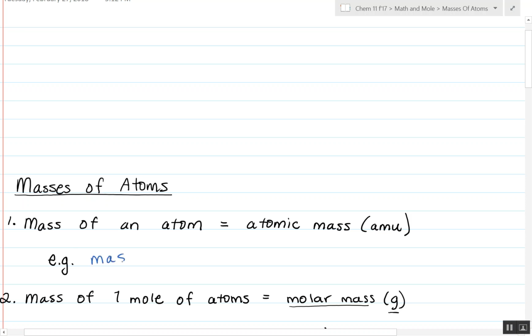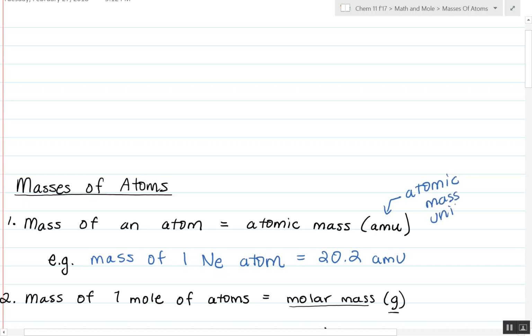So the mass of one neon atom would be 20.2 AMUs, or atomic mass units. The 20.2 comes straight from the atomic weight that you have on your periodic table for each element.